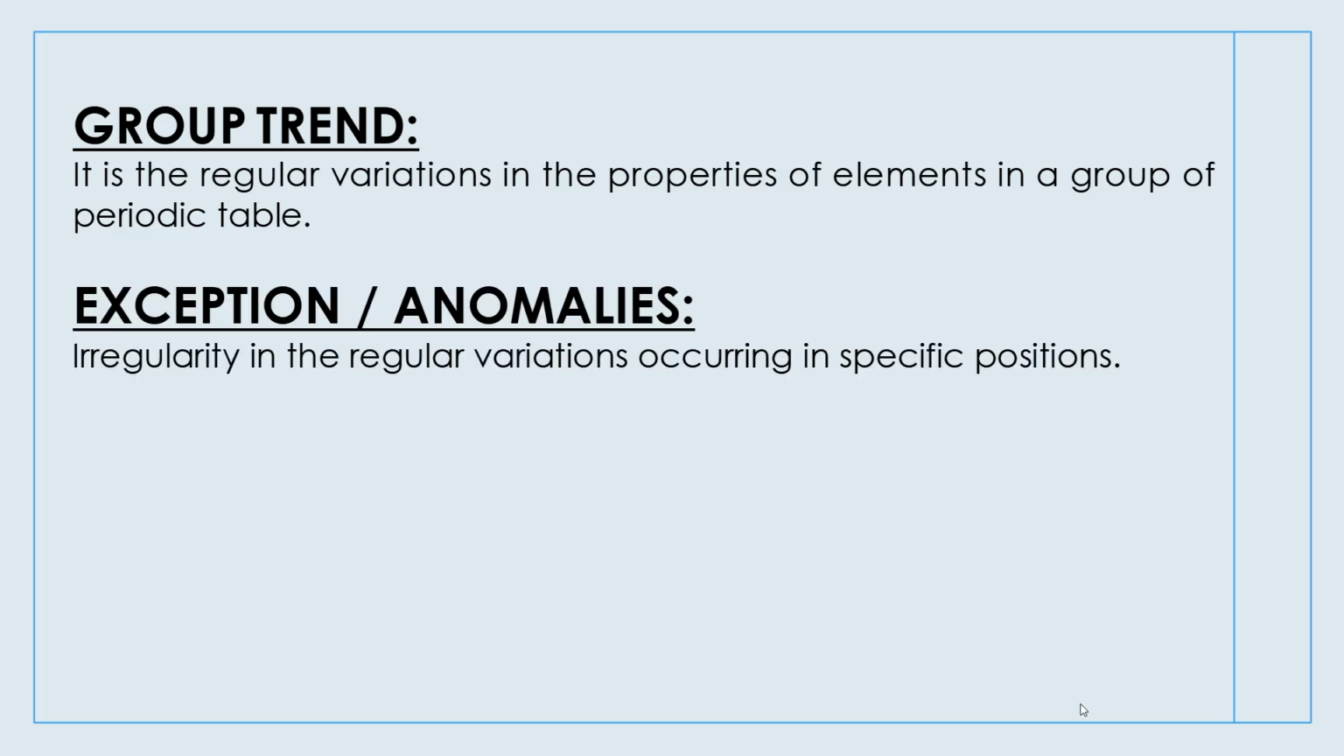If the properties have a regularity, we say that there is a group trend, but if there is any irregularity or abnormal behavior from the regular behavior of the element from that particular group, then that is termed as the exception or anomalies. There are few exceptions in the groups. We will only stay focused on the representative elements, which is the S block and P block.